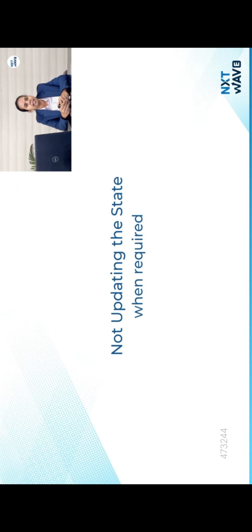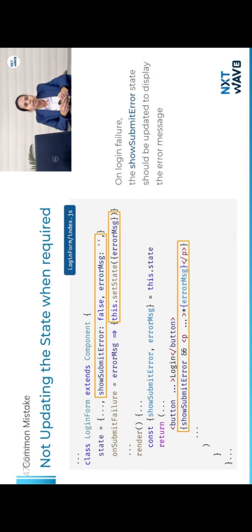Okay. Now, the next thing is not updating the state when required. Let's understand about this. Here we have taken the login form example. In the state there are two keys. One is showSubmitError. Another one is the errorMsg, for when the submit has failed. So we are setting the state with the appropriate error message, but we are not updating the showSubmitError.